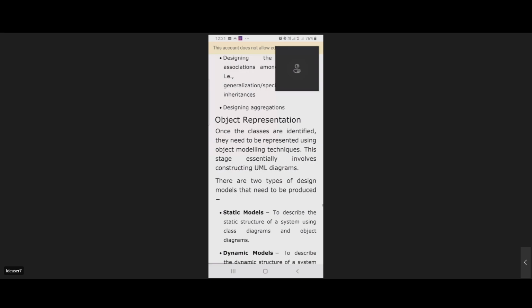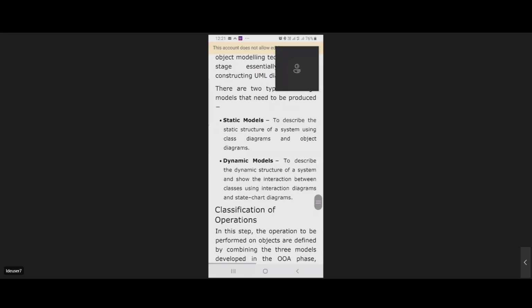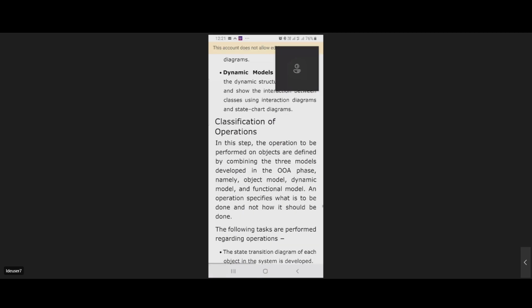There are two types of design models that need to be produced. One is called the static model, another one is called the dynamic model. The static model describes the static structure of a system using class diagrams and object diagrams. The dynamic model describes the dynamic structure of a system and shows the interaction between the classes using interaction diagrams and state chart diagrams.